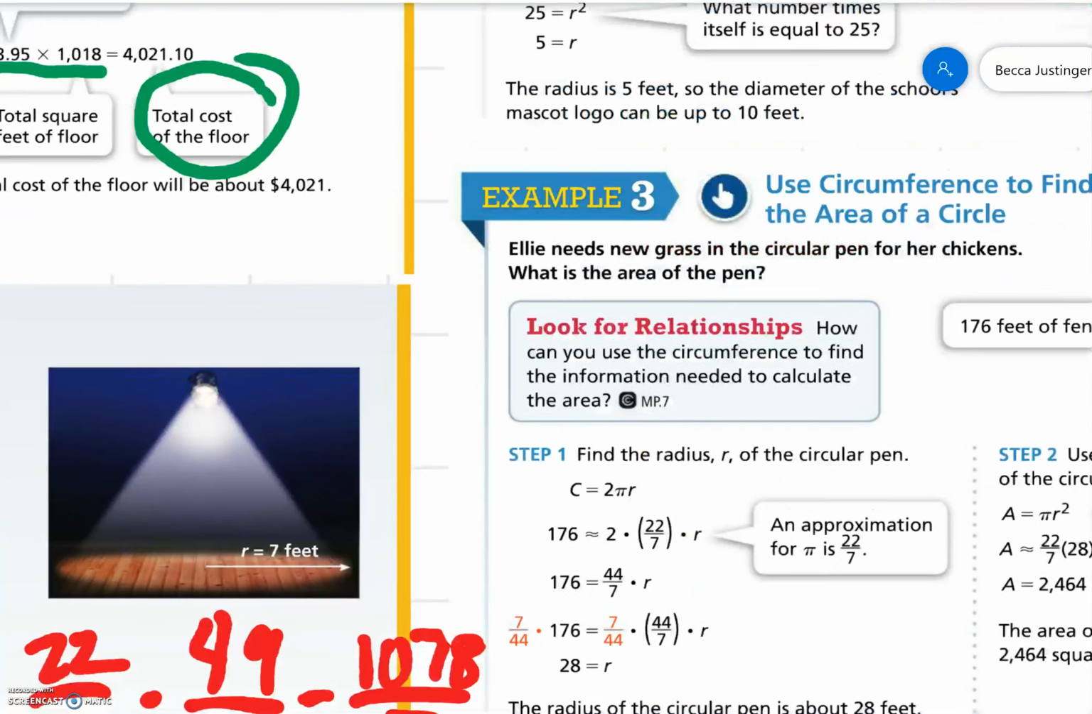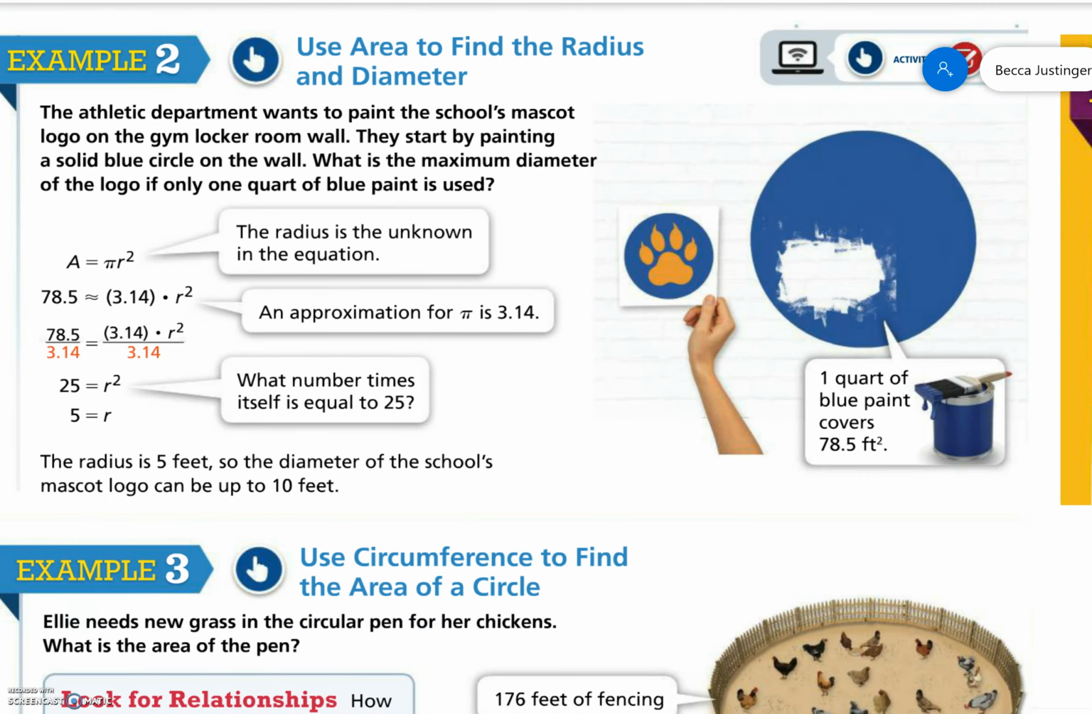Example number 2. Use area to find radius and diameter. The athletic department wants to paint the school's mascot logo on the gym locker room wall. They start by painting a solid blue circle on the wall. What is the maximum diameter of the logo if only 1 quart of blue paint is used?